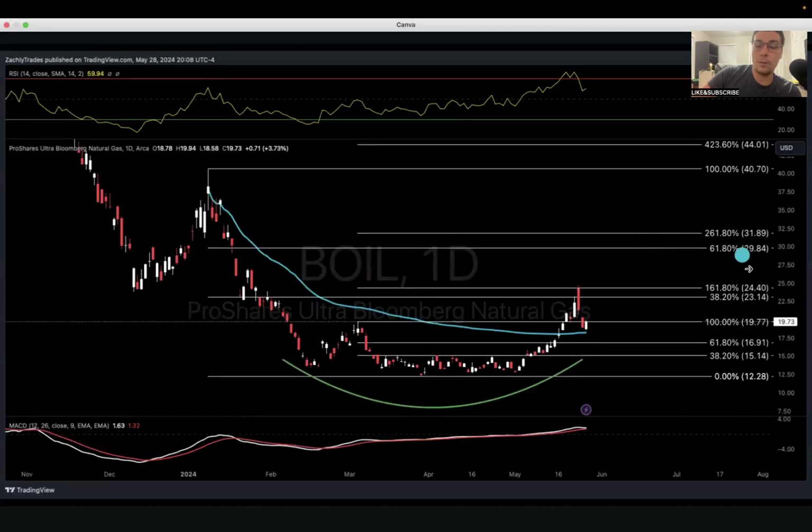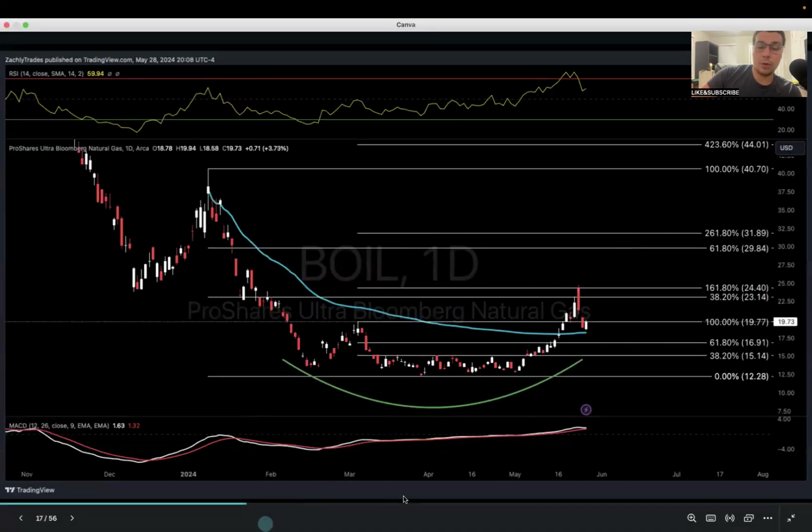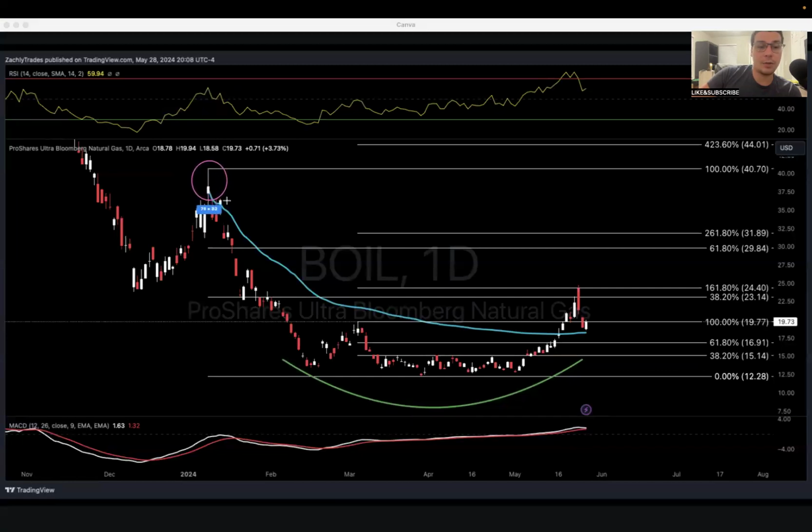When you look at Boyle, one thing I will point out with Boyle is I'll teach you guys another thing really quickly, and this is called the anchored VWAP. So this blue line is anchored, meaning that I set it to a specific date, and I did it to the $40.70 highs that we had back in the very beginning of the year for Boyle. And so the anchored VWAP, the VWAP is your volume weighted average price.